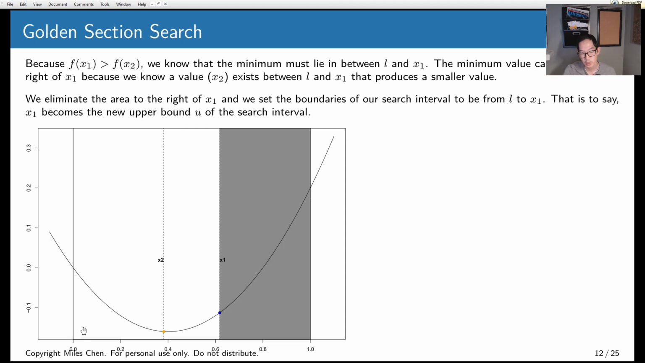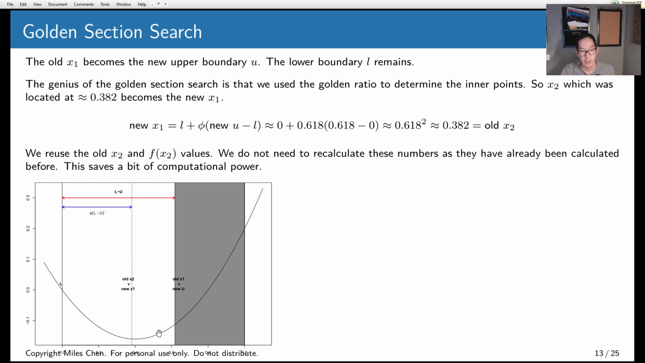And so if I go 0.618 of the way up to x1, which is located at 0.618, that's going to give me 0.618 squared, which is exactly where x2 is located. So that's what I have here, right?